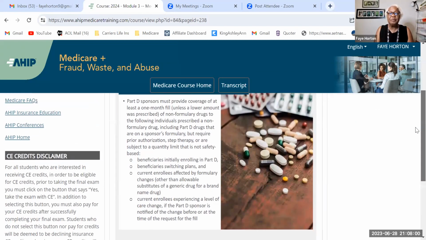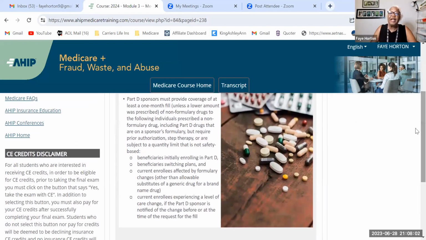Transition requirements. Part D sponsors must provide coverage of at least 1 month of a non-formulary drug to the following individuals prescribed a non-formulary drug, including Part D drugs that are on a sponsor's formulary but require prior authorization.